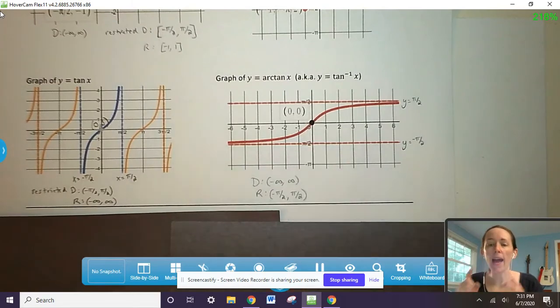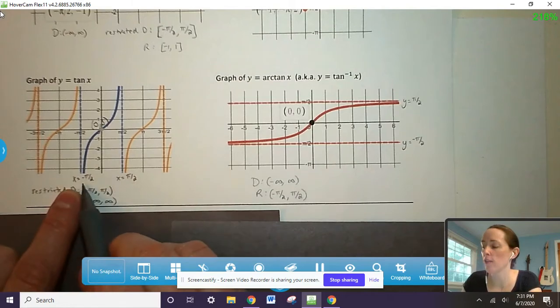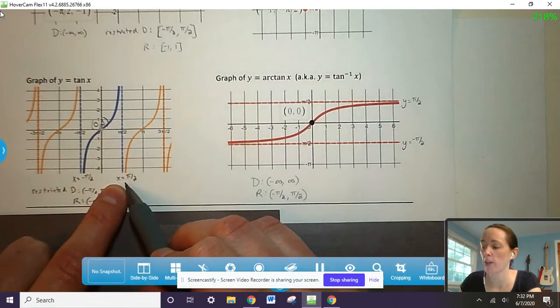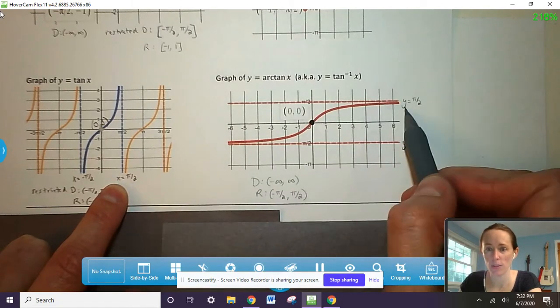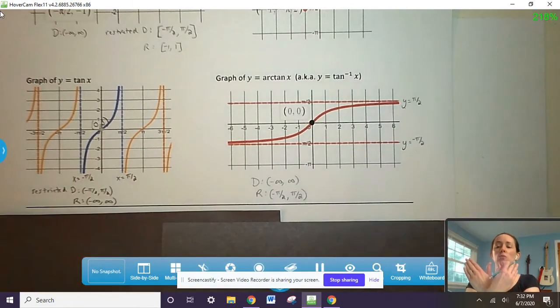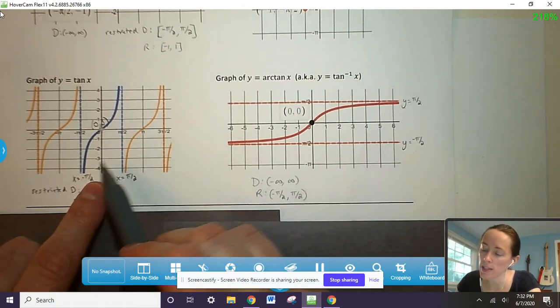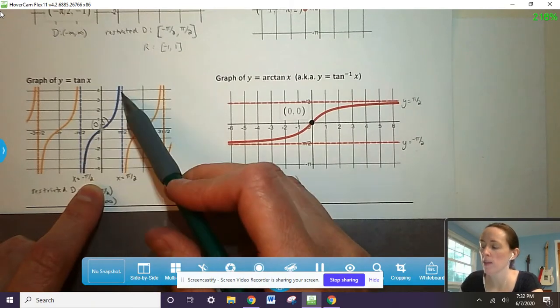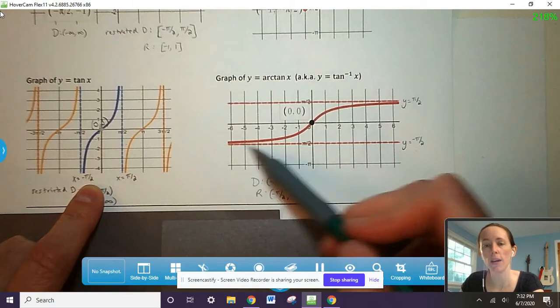And then the asymptotes are going to change for tangent. So instead of x equals negative pi over 2, we're going to have y equals negative pi over 2. Instead of this vertical asymptote, we're going to have a horizontal asymptote. So just like all the x's and y's switch, the vertical asymptotes become horizontal asymptotes. And then as far as the concavity, look at tangent from left to right, concave down, then concave up. So its inverse is concave up, then concave down.